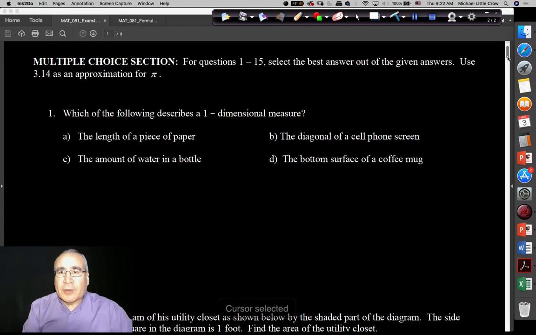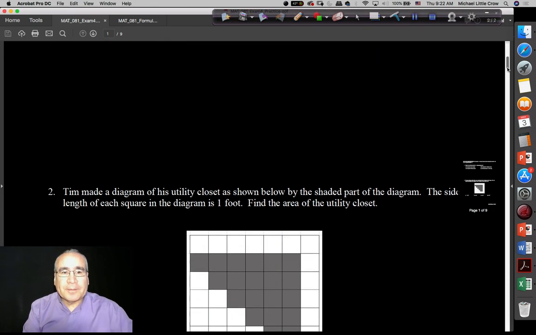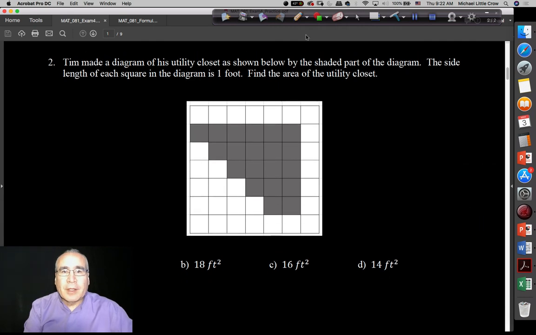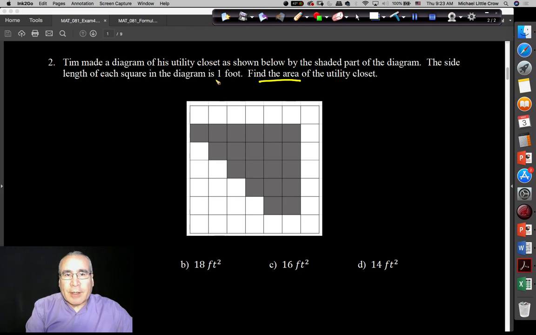And let's scroll on down to the next question. Okay, so for this question, we're being asked, we've got this diagram. We're supposed to find the area of this diagram, of this utility closet. Okay, so look for the question first. Tim made a diagram of his utility closet shown below. Here it is. The shaded part of the diagram. The side length of each square in the diagram is 1 foot.